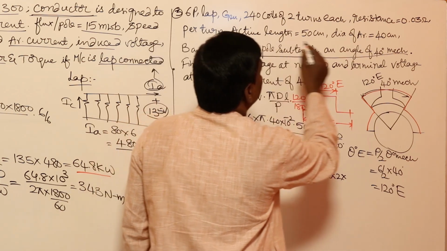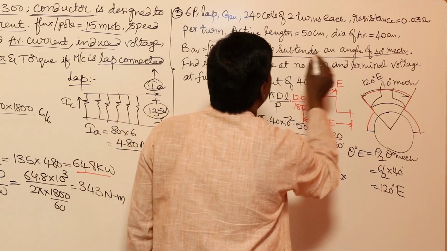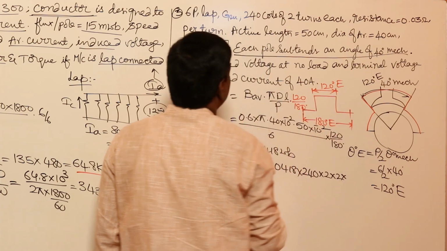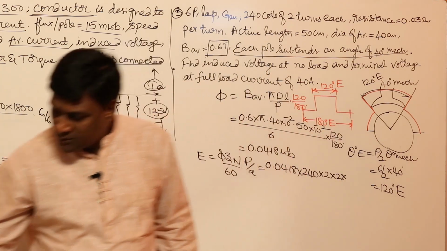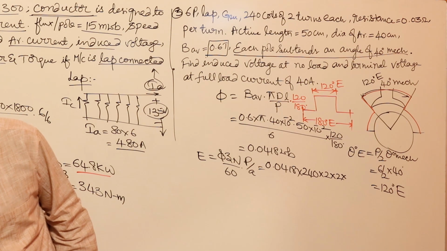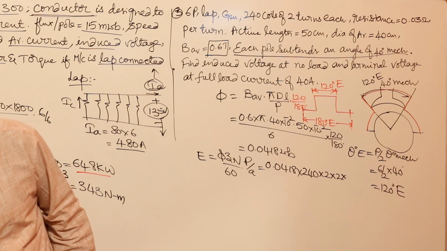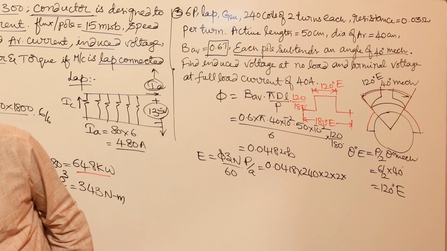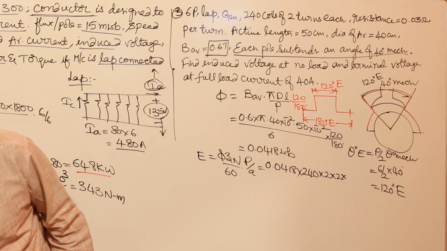6 pole lap conductor, 2 turns each, resistance per turn, active length, armature conductor, B average, each pole subtends 40 degrees, find induced voltage and load current at the terminal voltage. Pi Z N, speed they should have given. Just a minute here.